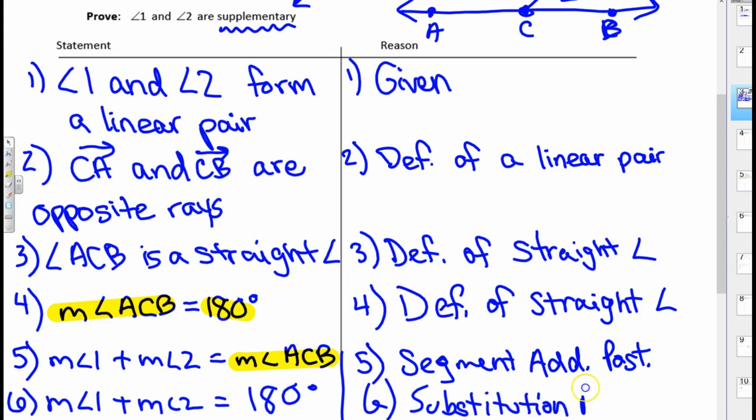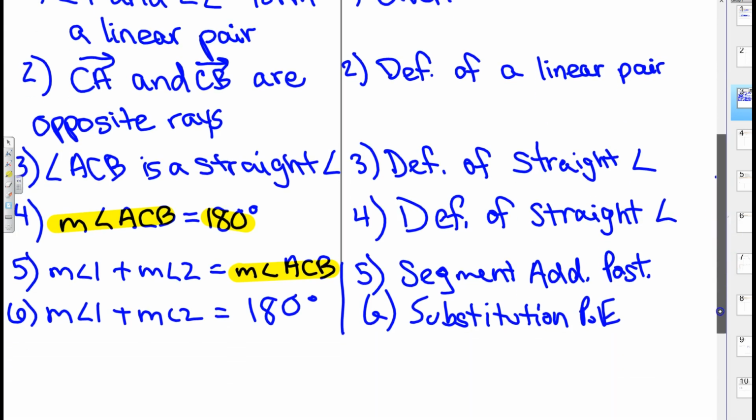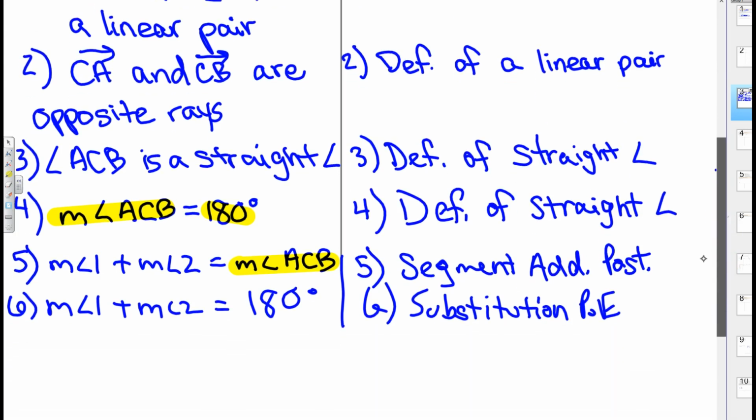Substitution property of equality. And so what I've done, I've shown that my two angles, angle 1 and angle 2, add to 180 degrees. Well, guys, that's what it means to be supplementary. So I can finally say that angle 1 is supplementary to angle 2.